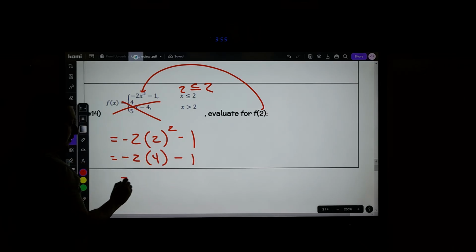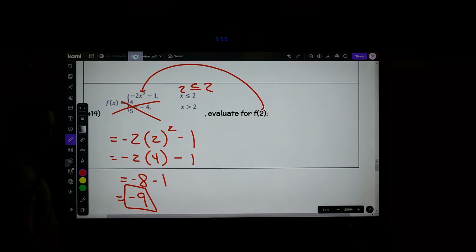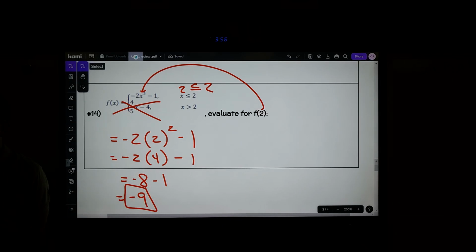-2 times 4 is -8. -8 minus 1 is -9. The only thing I've seen wrong with these is plugging in the wrong equation. So just be careful which one's true. Remember, even if you had 4 different equations, it can only be true for one of them. Okay. We're good about this one, guys?